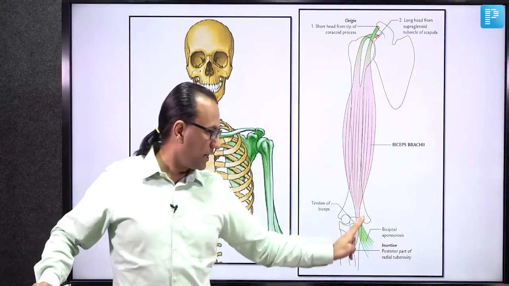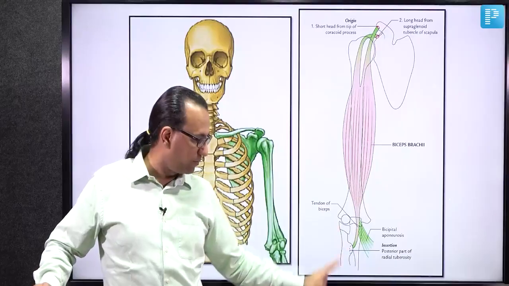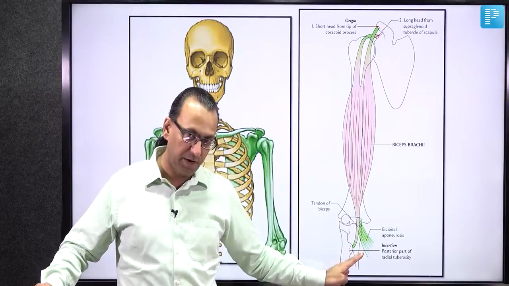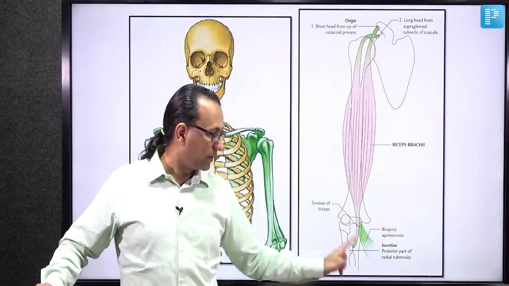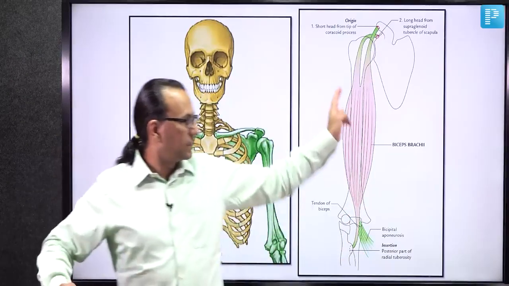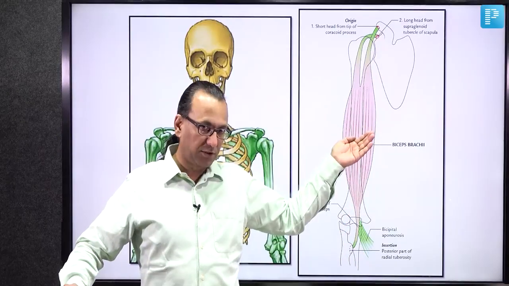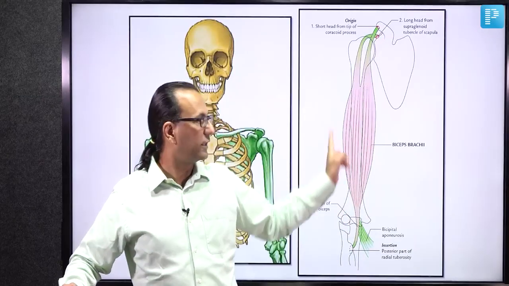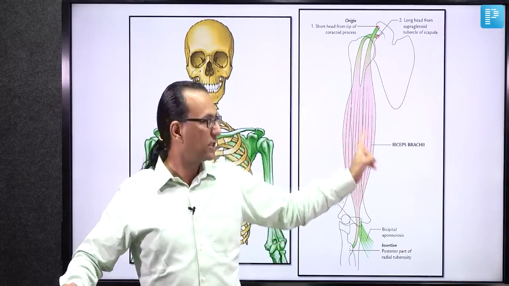That belly is now coming to insert on the radius bone laterally. As it comes here, it will be inserted on the radial tuberosity of the lateral bone, the radius bone, but it is sending some bicipital aponeurosis, which will be at the roof of the cubital fossa here. The biceps muscle is a muscle for the flexion of the elbow, and it is also a powerful supinator. It is supplied by the musculocutaneous nerve.